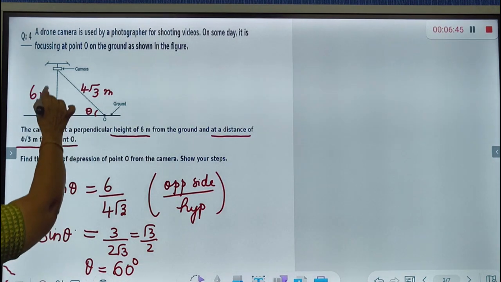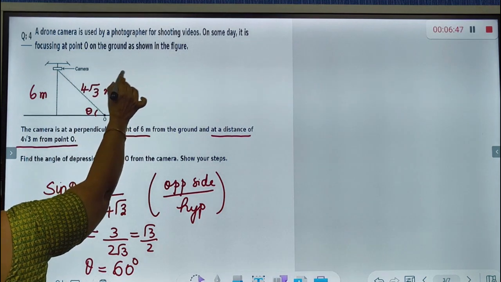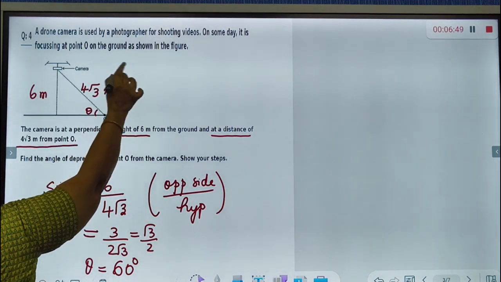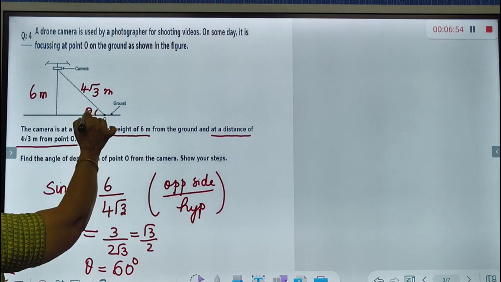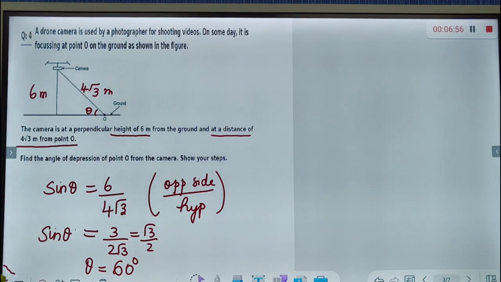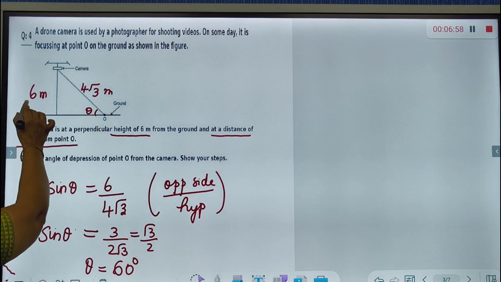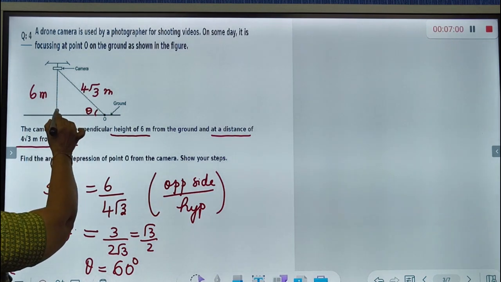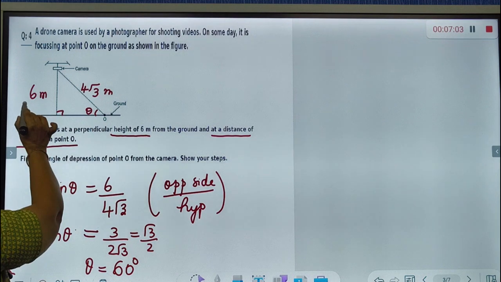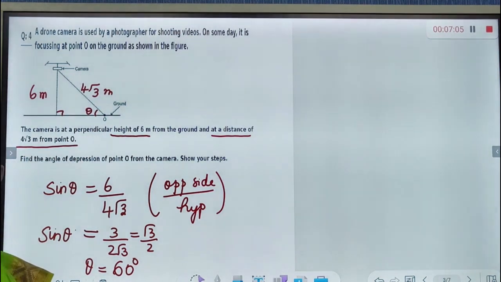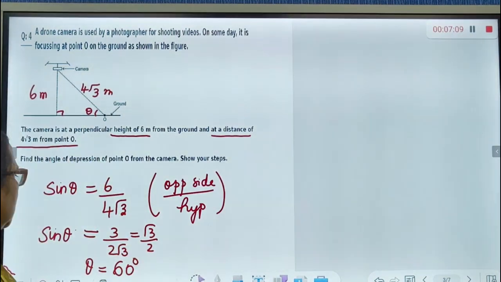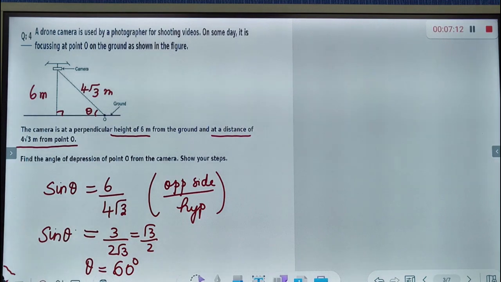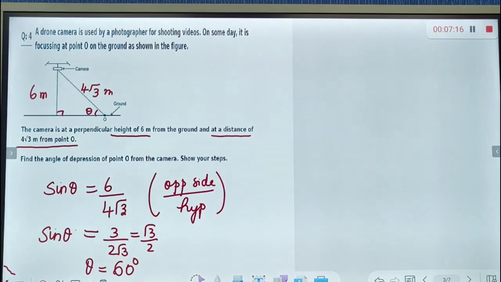Are you able to follow? Even if I draw a line here, it is parallel to this. So the angle of depression is theta. Then that angle and this angle are one and the same, which is theta. This is 90 degrees. What is the relationship connecting opposite side and hypotenuse? Sine theta. Opposite side by hypotenuse, so 6 by 4 root 3, which is root 3 by 2. Therefore, theta is equal to 60 degrees.